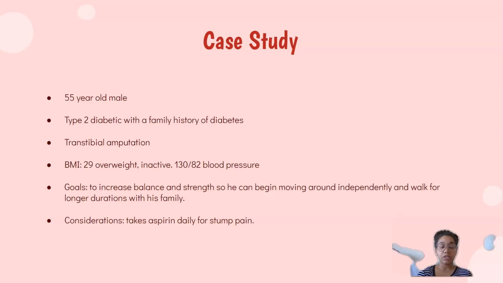His goals are just to increase balance and strength so he can begin moving around independently and walk for longer durations with his family. He wants to be able to move around his house and do things freely and not depend on everyone around him. And a consideration is that he takes aspirin daily for his stump pain, and that's considered an NSAID.